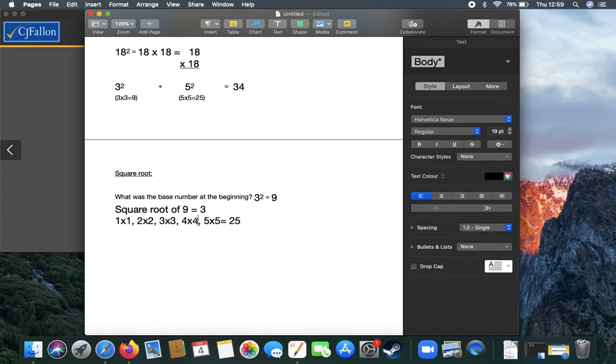The square root of 16 brings you back to 4, because 4 was the base number. We multiplied it by itself and we got 16. Here, we did this already. We know 3 by 3 is 9. The square root of 9 brings us back to 3, because 3 was the base number that we multiplied by itself to get to 9, and so on.